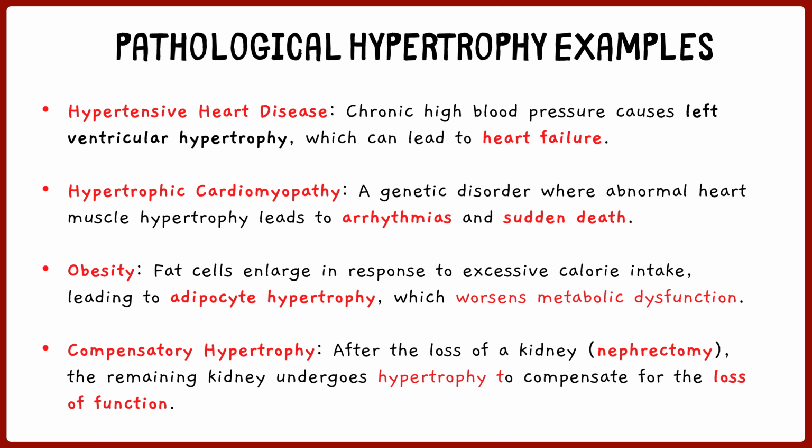The remaining kidney at this point is going to be required to do the work of two kidneys. So it's going to be growing larger to be able to handle this increase in workload. This adaptation can help maintain kidney function, but it can also increase the risk of hypertension and chronic kidney disease over time. These are the pathological examples of hypertrophy.